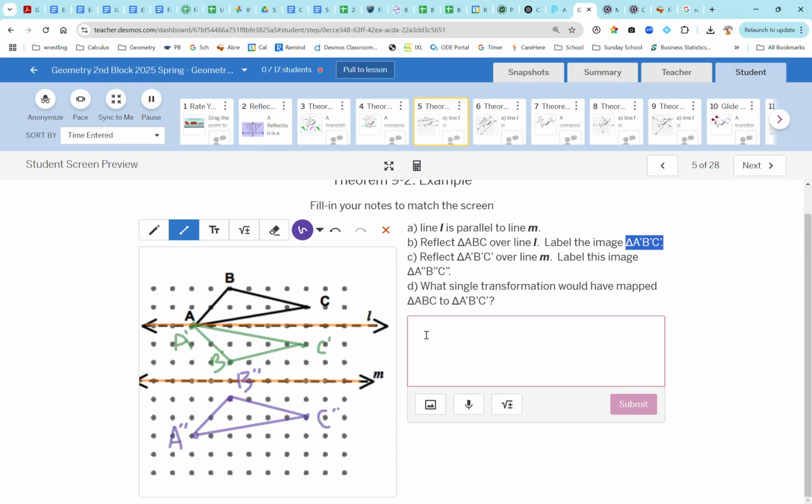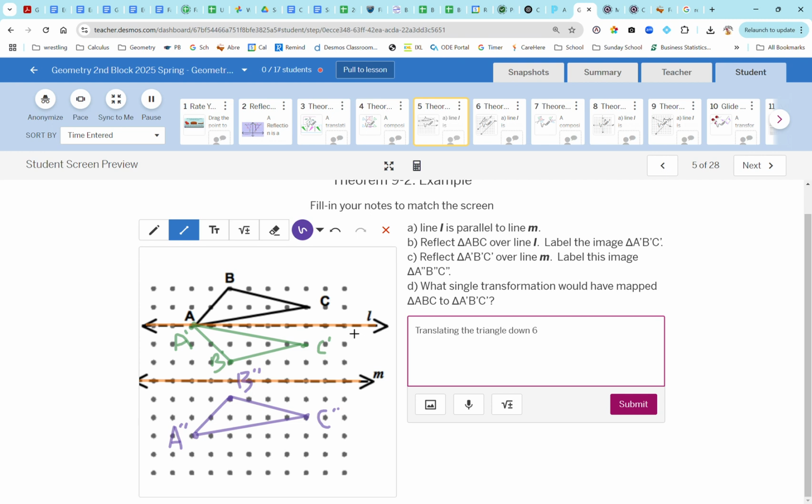Well, it would have been just a translation. Notice how far down it went. It went 1, 2, 3, 4, 5, 6. So this reflection could have been done by just translating the triangle down 6. C to C double prime, B to B double prime, we'll drop it down 6.